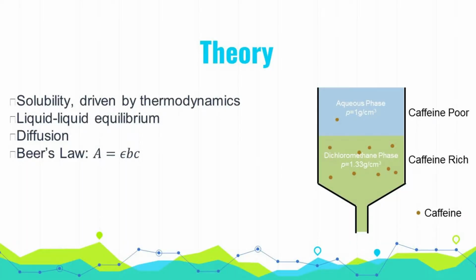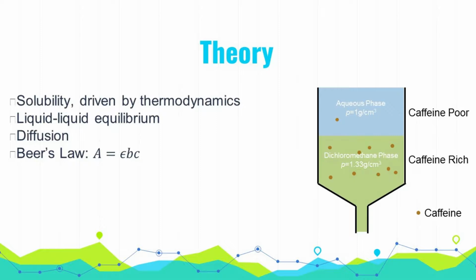Now, moving on to theory, the main driving factor between moving the caffeine from the aqueous to the dichloromethane phase is its solubility. The solubility of caffeine in the dichloromethane phase is much higher and is driven by thermodynamics, as the molecule wants to move to a state with a lower energy.